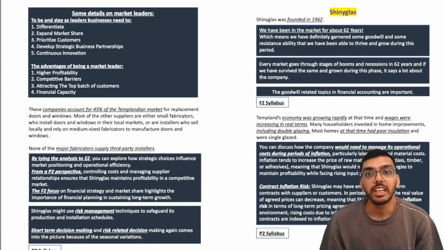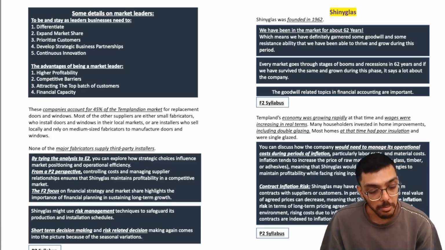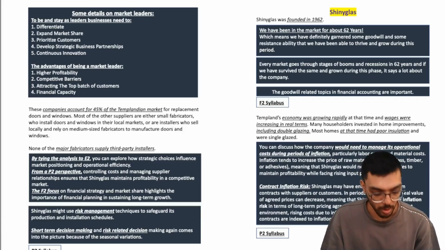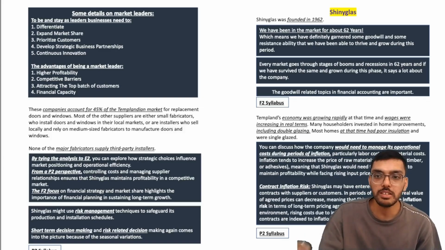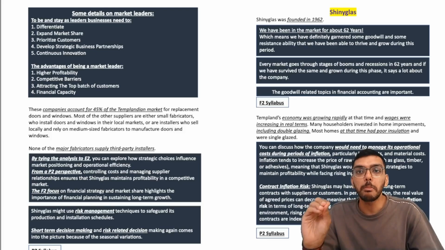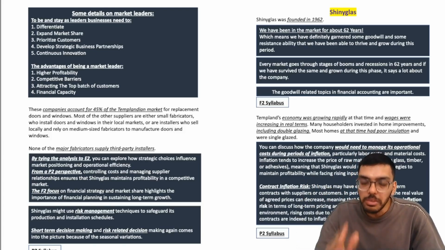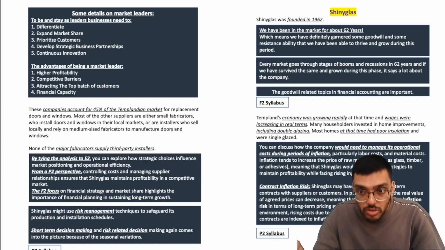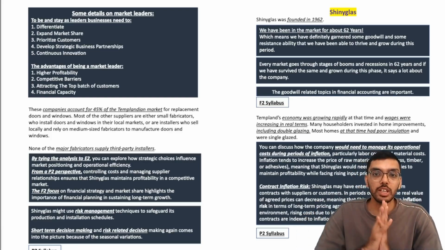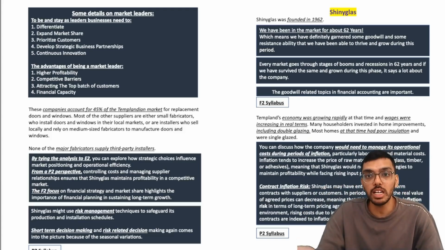Shinyglas was founded in 1962. We have been in the market for 62 years and we have become the market leader. Now, naturally, if any business has been in the market for 62 years and has become the market leader, then naturally we have done something right. Naturally, we have customers who trust us, our product is good, so this is your competitive advantage.